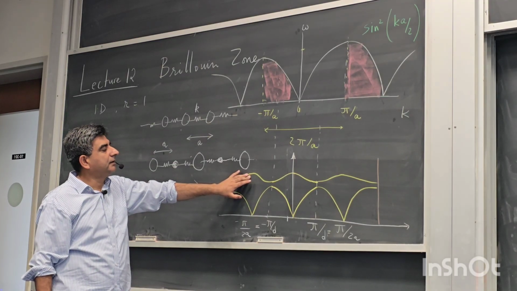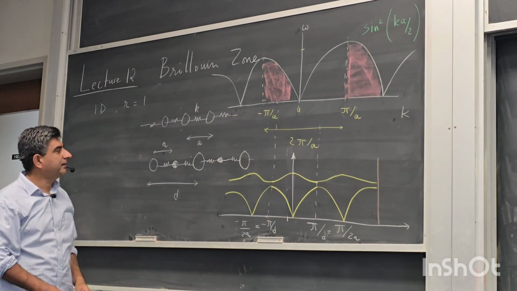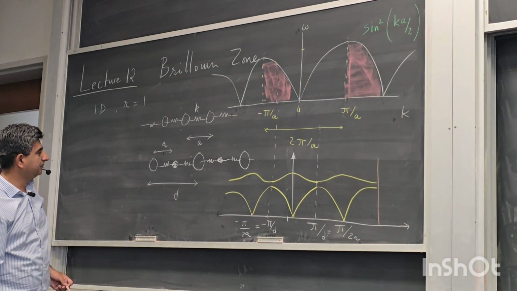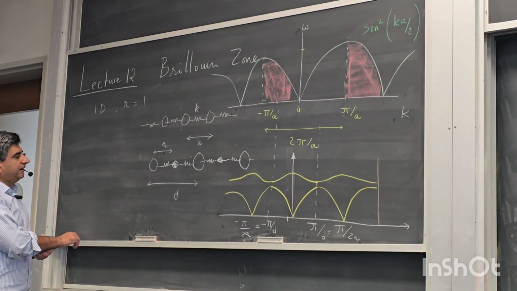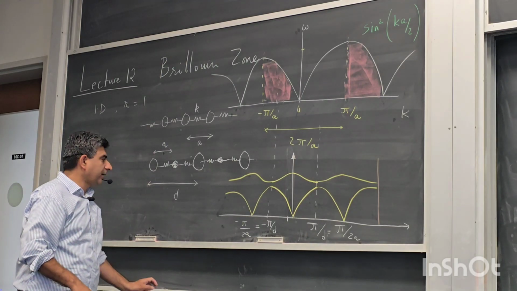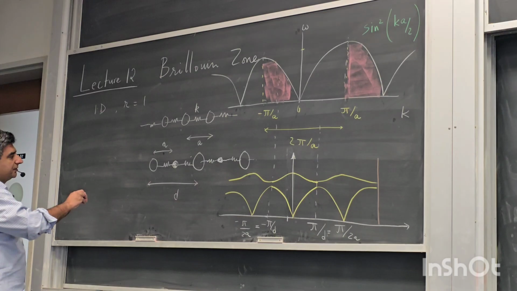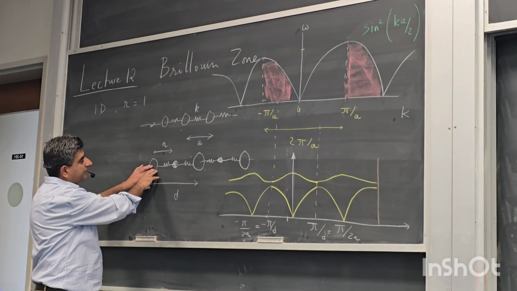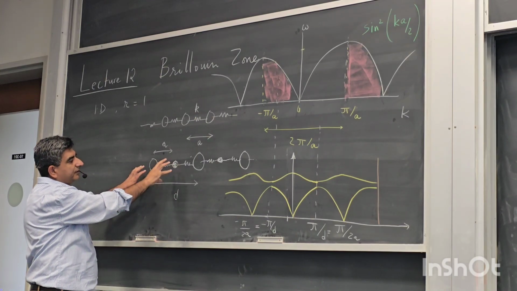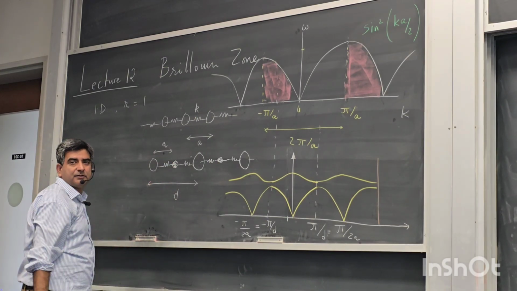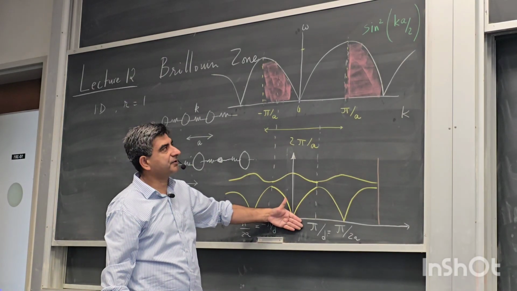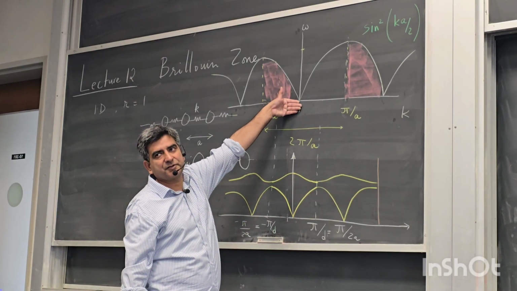Okay. So if I were to now change this situation such that the mass of this atom is different from the mass of the other atom inside the basis, but if the masses become equal, I get a transition from this dispersion relationship to this dispersion relationship.